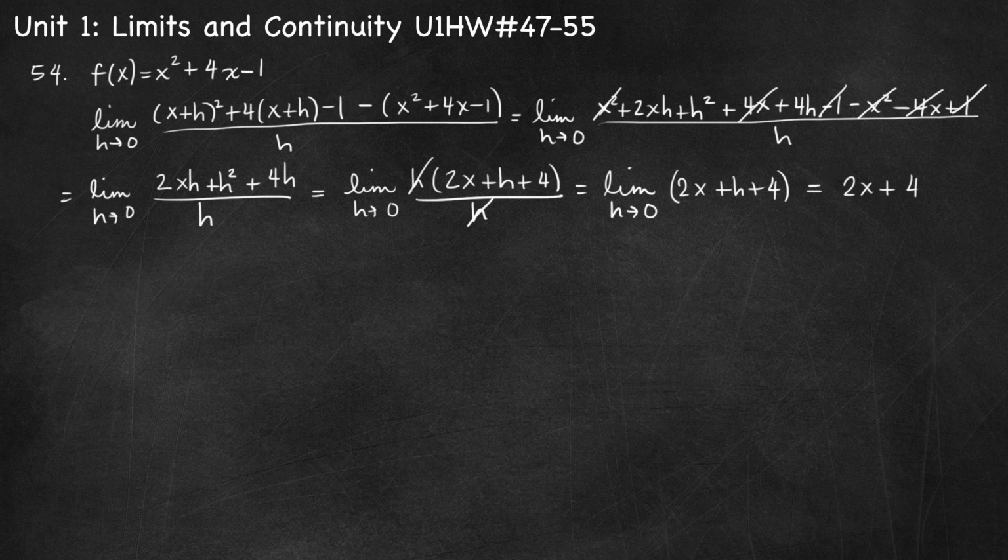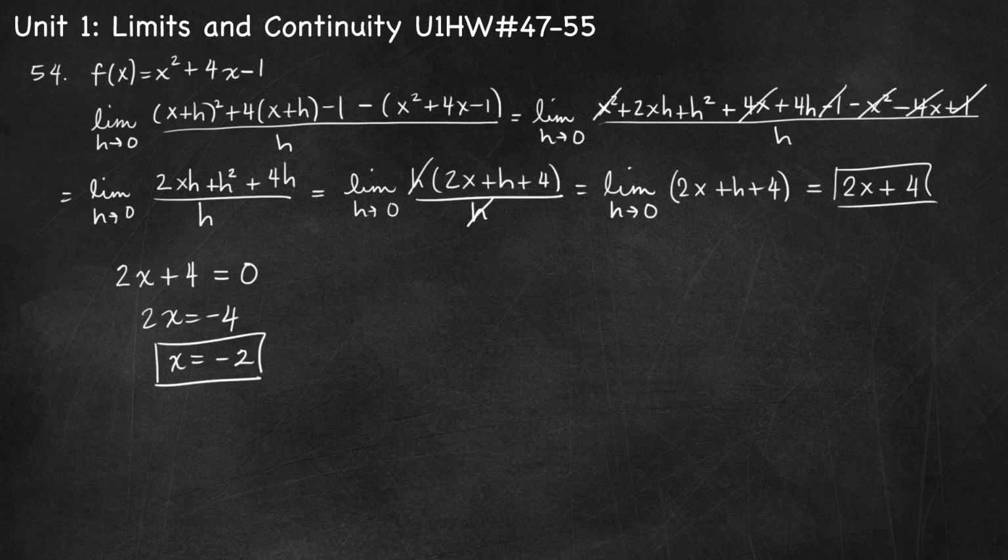So that's the general equation for my slope, and I want to know, when does that slope equal 0? If the slope is equal to 0, my tangent line is going to be horizontal. So we just solve for x here. We subtract 4 on both sides and then divide by 2 on both sides, and we get x equals -2.